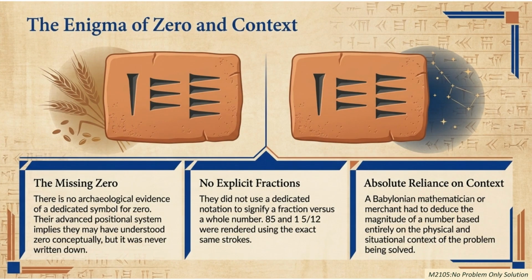This highlights the enigma of zero. While the Babylonians understood the concept of zero, they lacked a dedicated symbol for it, forcing mathematicians to rely heavily on the context of the problem to determine magnitude.